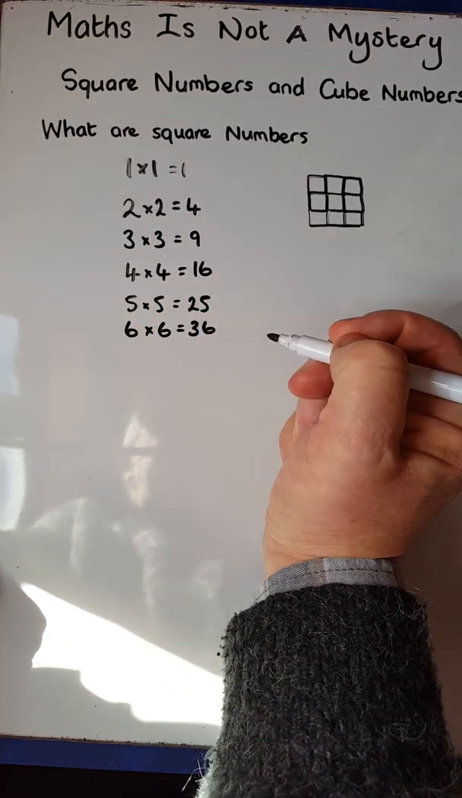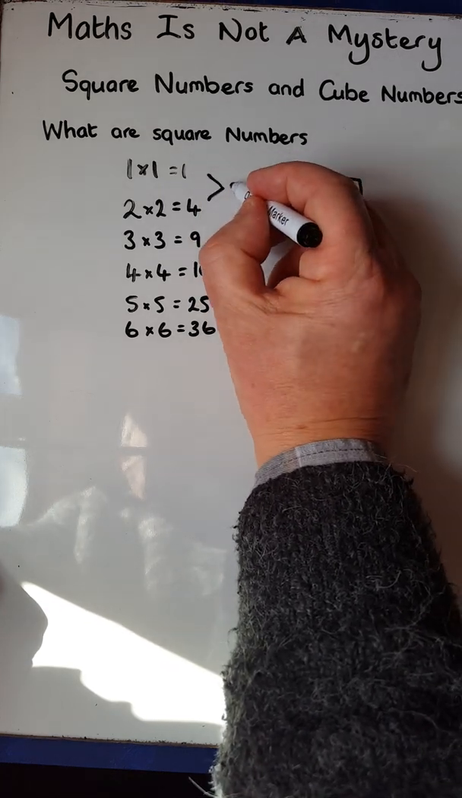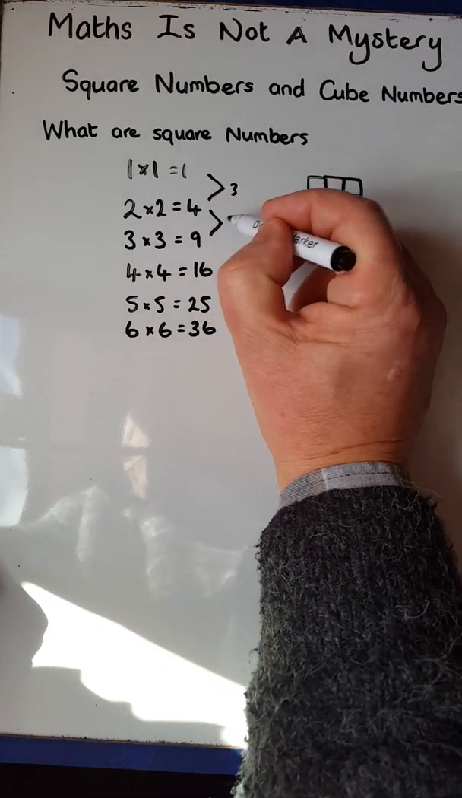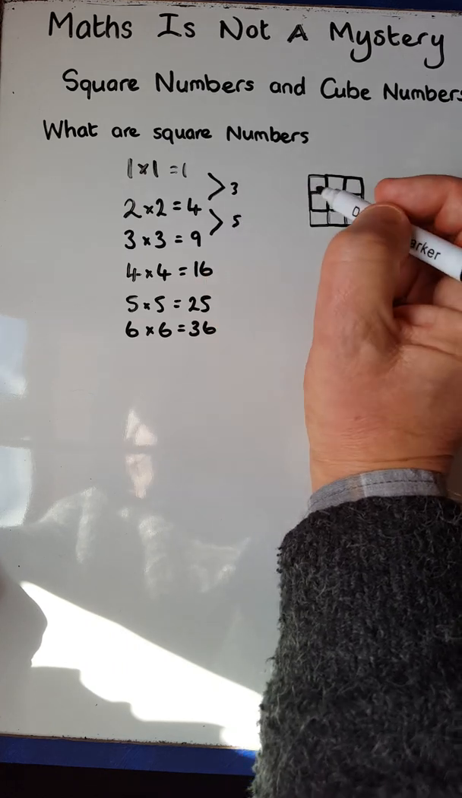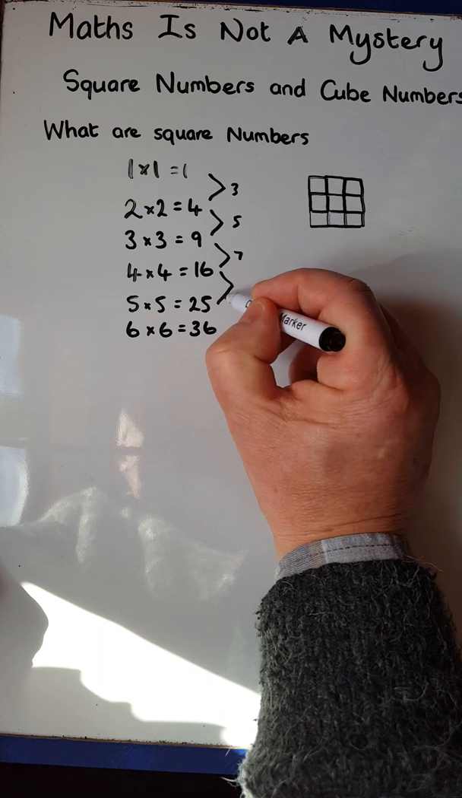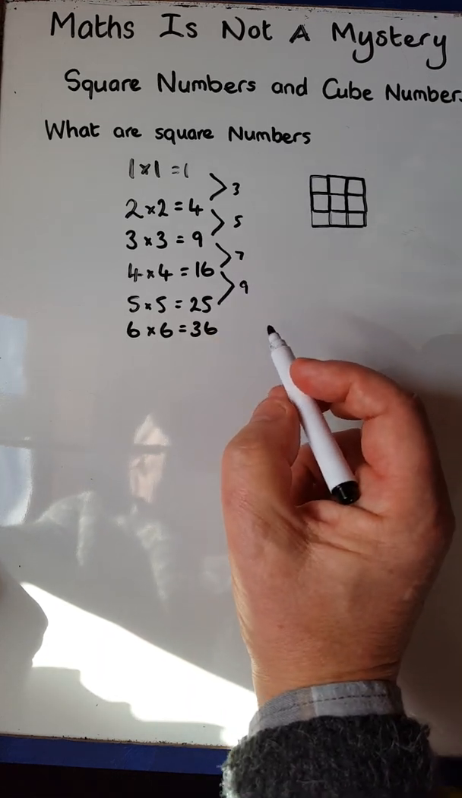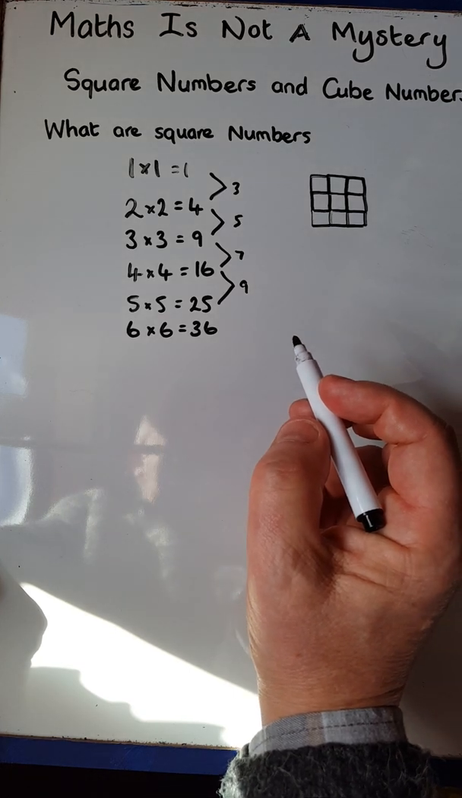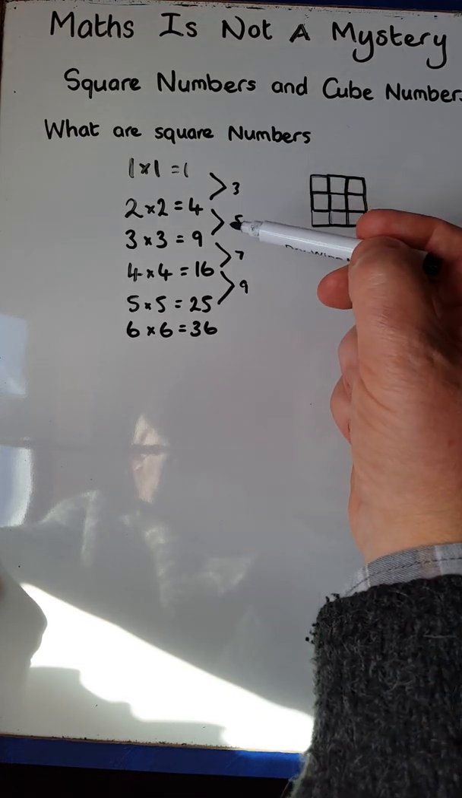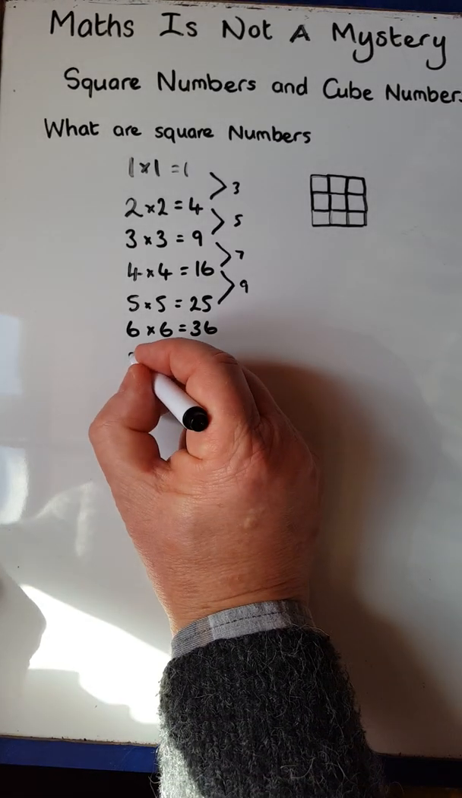I'm just going to stop for a second and take a look at the gap between them. To get from 1 to 4 you have to add 3. To get from 4 to 9 you have to add 5. To get from 9 to 16, you have to add 7. And to get from 16 to 25, you have to add 9. That's interesting. I'm not sure it'll help you with great big square numbers, but it's interesting that the gap gets 2 bigger every time.